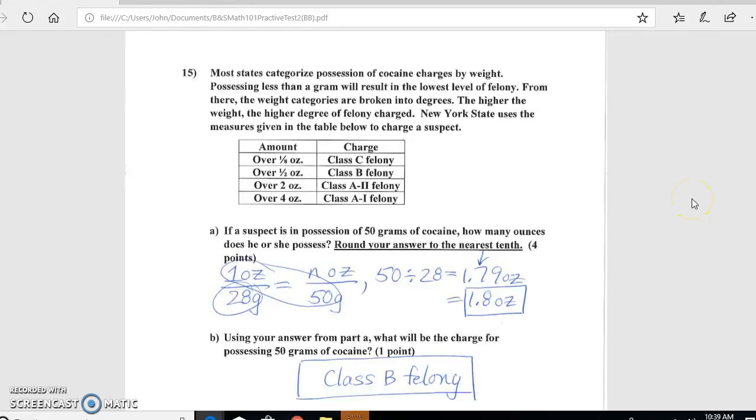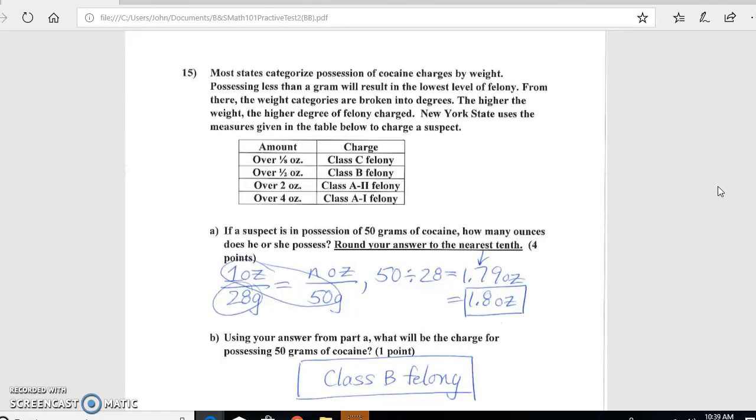This is the practice test for measurements, and here we're working on problem 15, and we're going to do letters A and B. The problem states, most states categorize possession of cocaine charges by weight. Possessing less than a gram will result in the lowest level of felony. From there, the weight categories are broken into degrees.